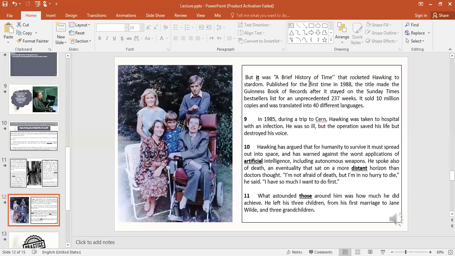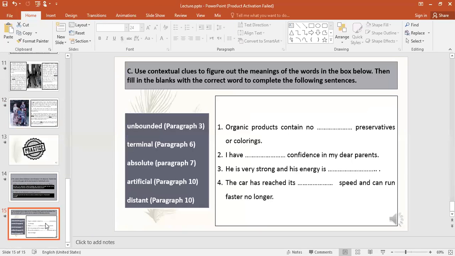Okay, the last word, which is distant. He spoke also of death, and the eventuality that sat on a more distant horizon that doctors saw. Distant. What do you mean by distant? Far away. Far away. Very good. Excellent. So let's go now to the exercise and try to fill in the blanks.